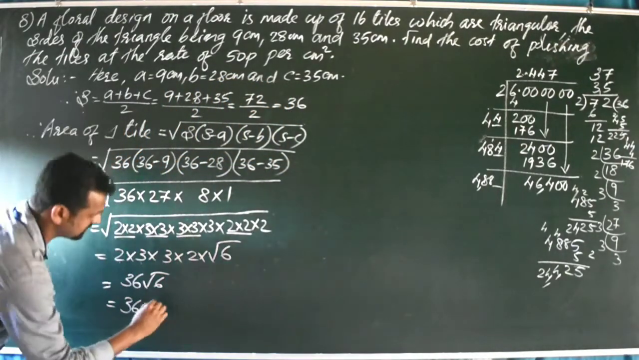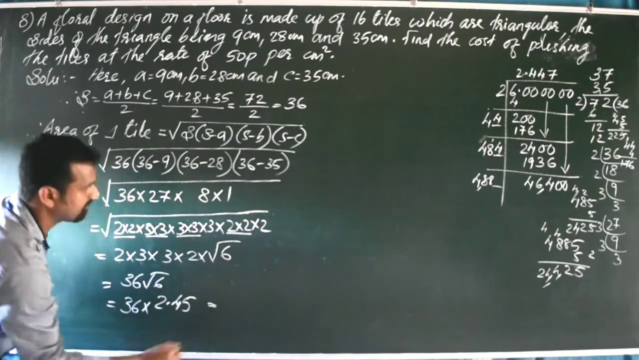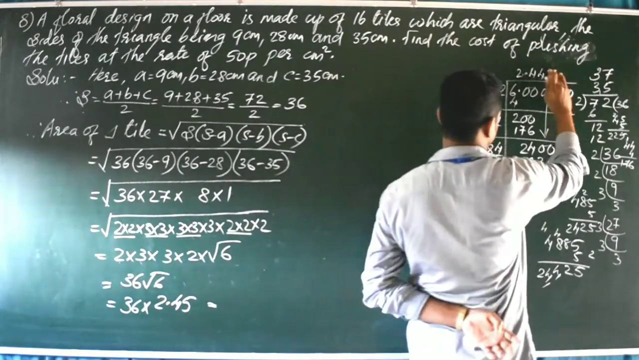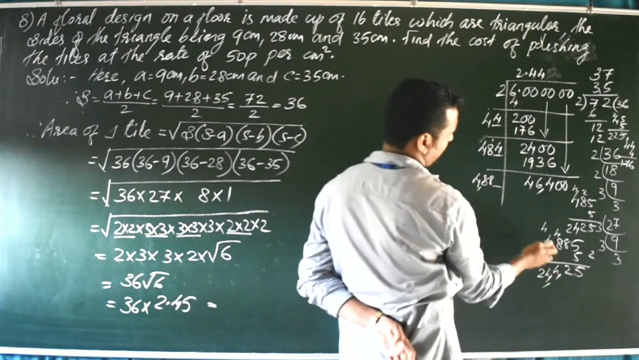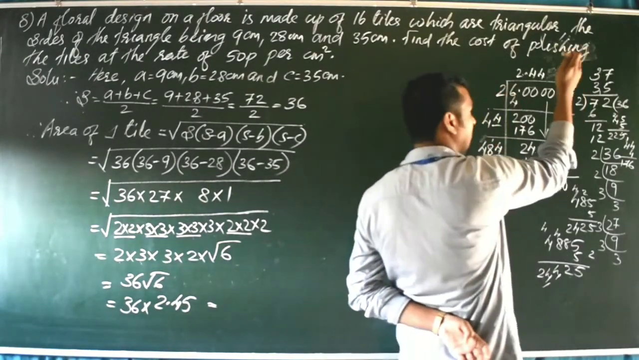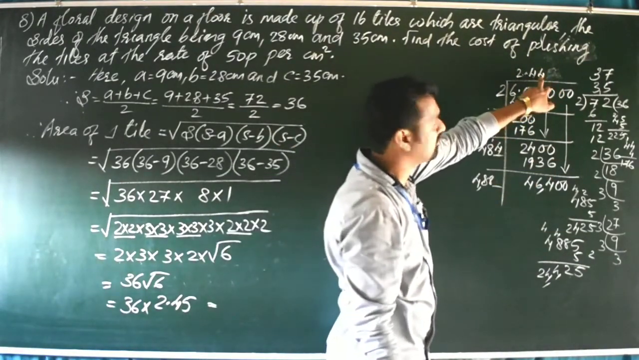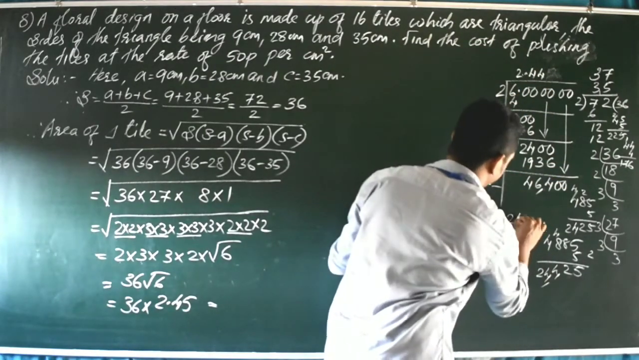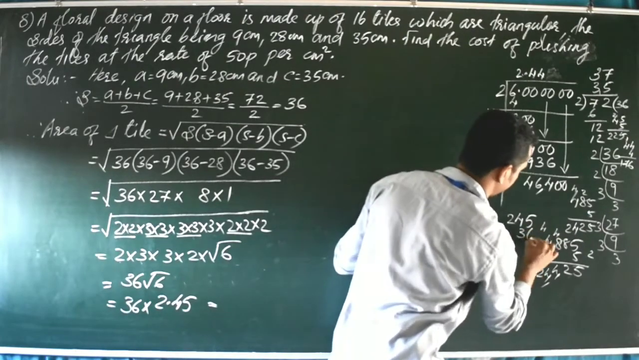That is 36 into 2.45. Then multiply this. Don't write 7 here, it is not exact. Then that is 2.44. More than 5 it will come. Here into 5 means it will come 24,400 only. Here 46,000 is there. So more than 5 it will come. Then we can correct up to 2 decimal points. Then it will become 5. So 2.45. Now multiply this. 2.45 into 36.